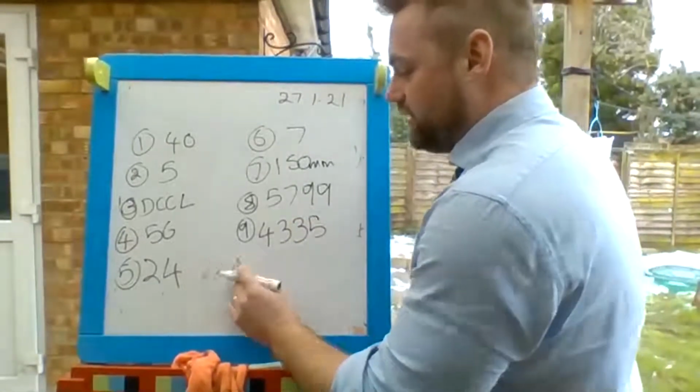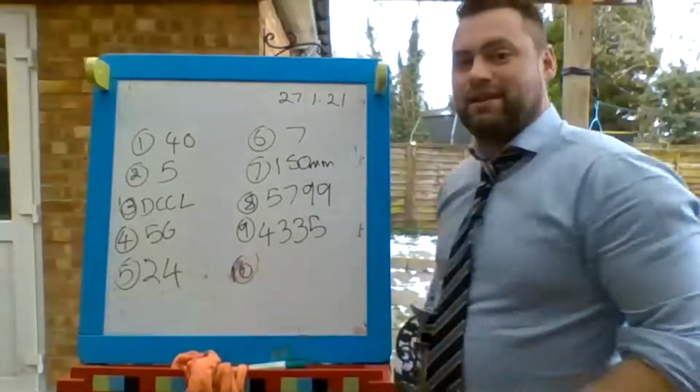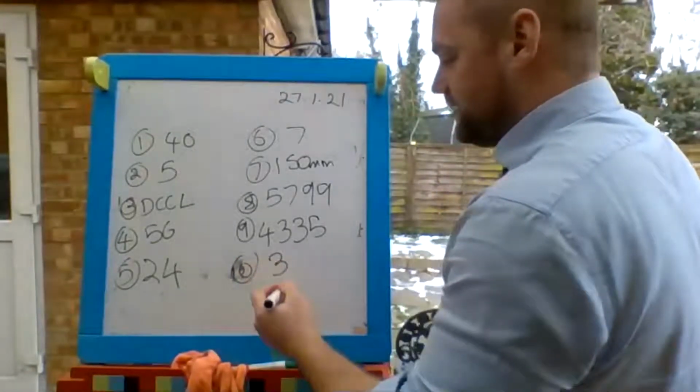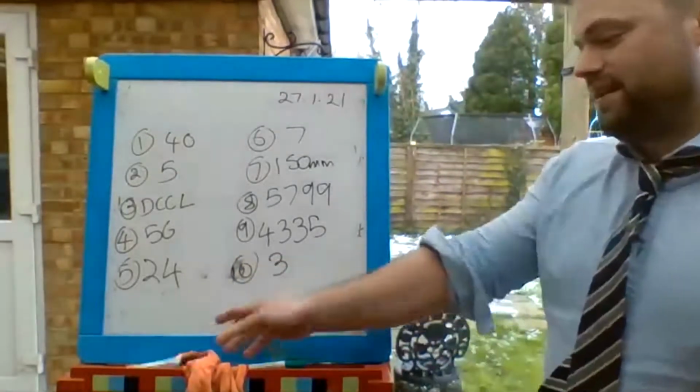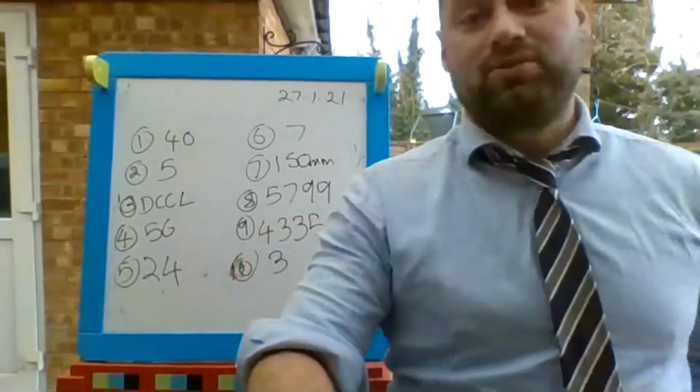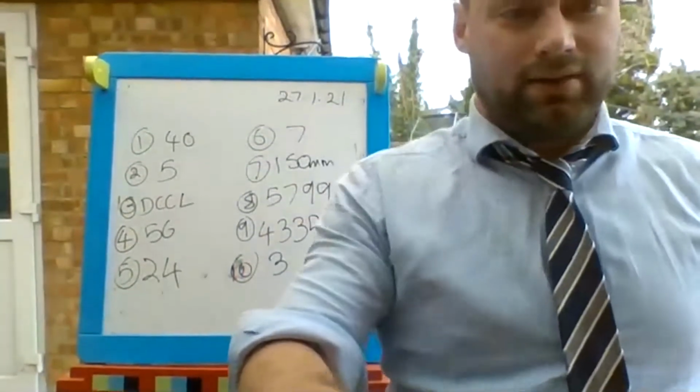And then the last question, question number 10. What is 36 divided by 12? And the answer is 3. Well done. If you got all them questions correct, you can pause the video to have a look at them answers.